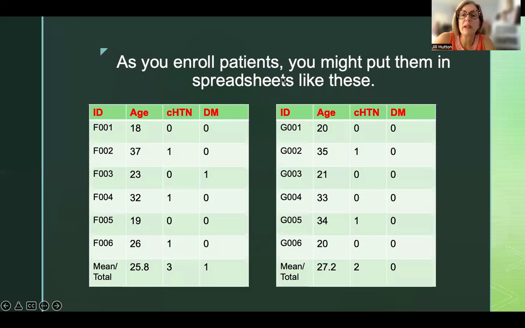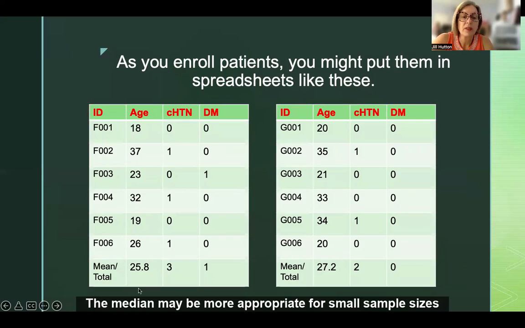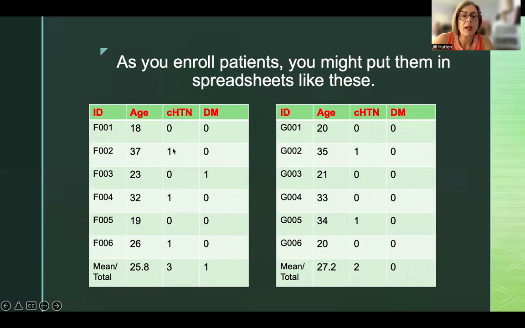So as you enroll patients, you might put them in spreadsheets like these. So these are just two groups that I've completely made up. This is not real data. And this is the F group and the G group. And in each group, I have 6 patients, and I've put in their ages. And then at the bottom, I've calculated the mean. And here, chronic hypertension, patient 1 does not have it. She gets a 0. Patient 2 has it. She gets a 1. And then at the end, I'm going to add them up.